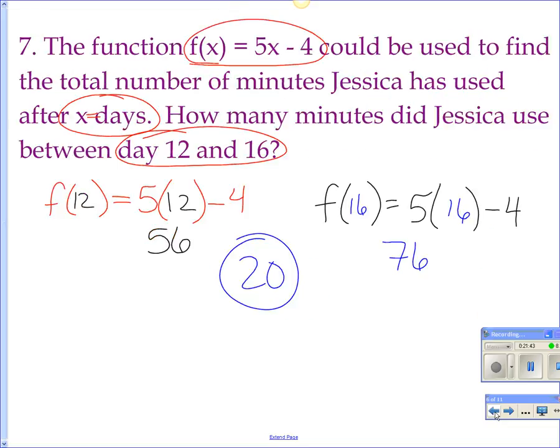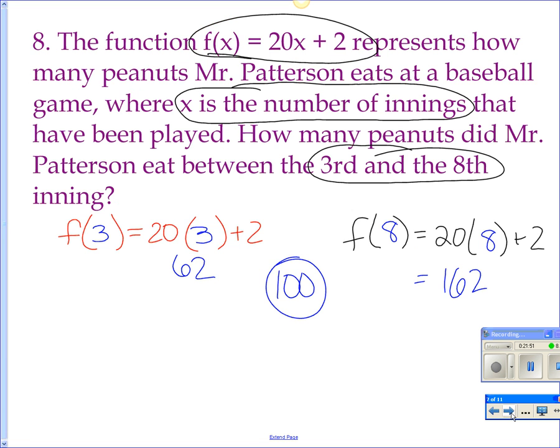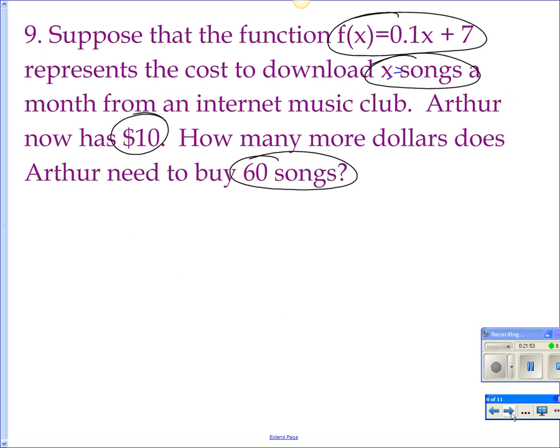Let's go back to this one. X was days. These were both days, so we put them both in, okay? But on this problem, you just put one of them in. X is songs, so we put in 60. That's the only one we're putting in. Okay, let's go ahead and work on that. So, Joey, help me build my frame.